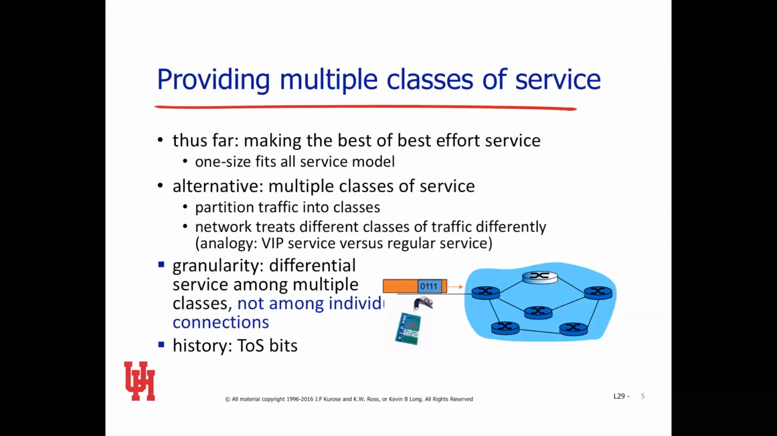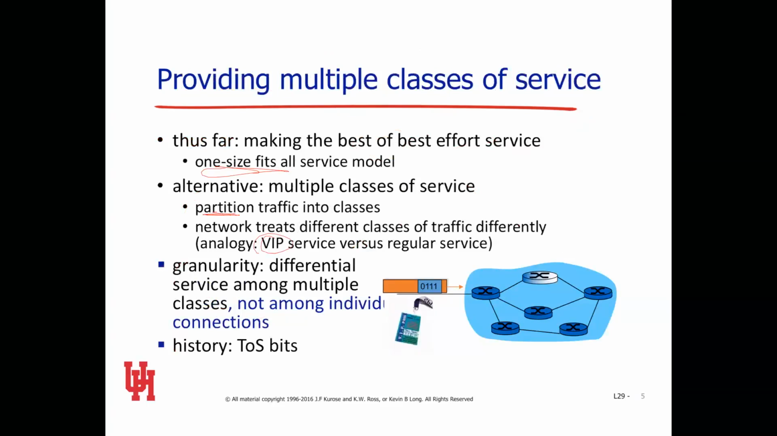The other way that we talked about was providing multiple classes of service. Best effort is sort of one size fits all, and that's generally what the internet does. The alternative is to partition traffic into classes. So this would be like VIP service. Everybody's used to going to the airport and seeing first-class passengers have their own line. We use that example pretty well.